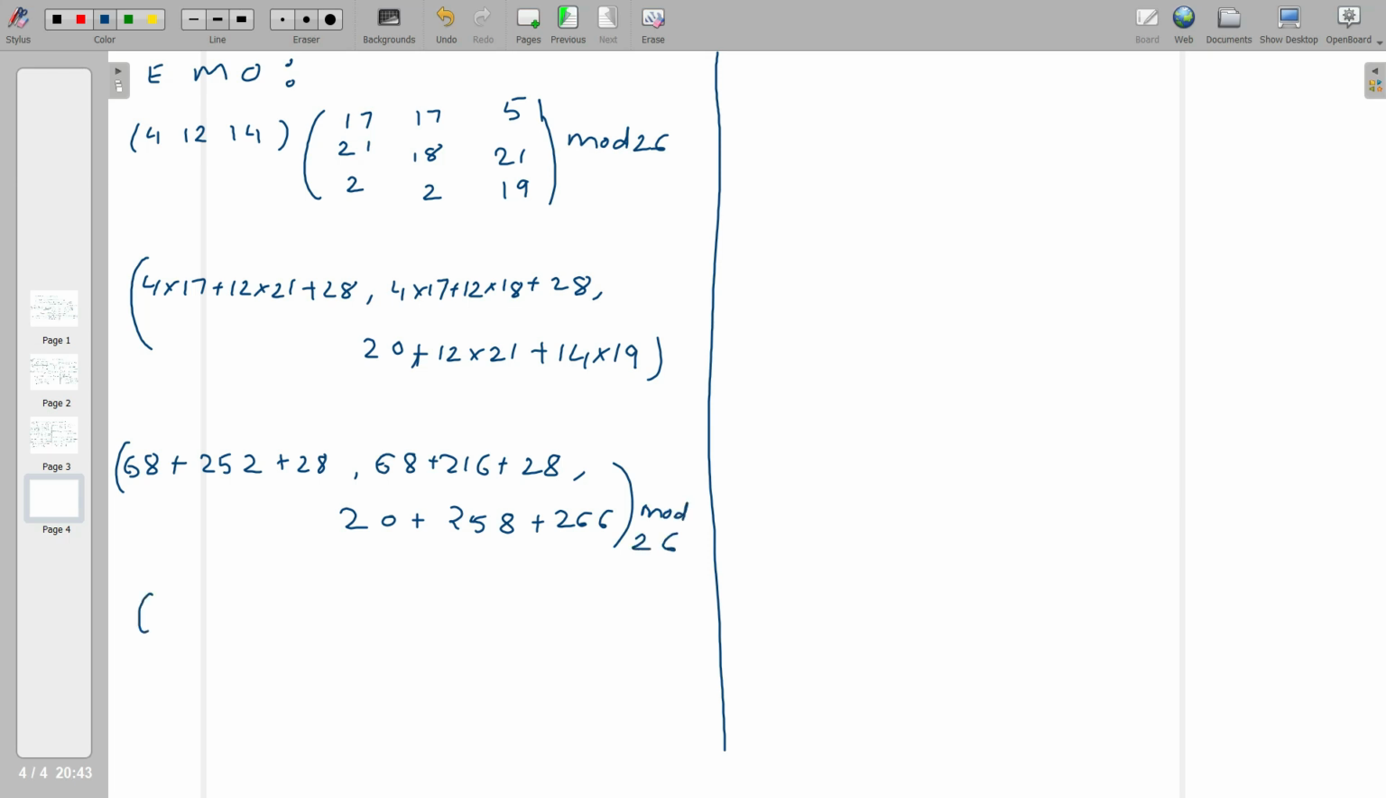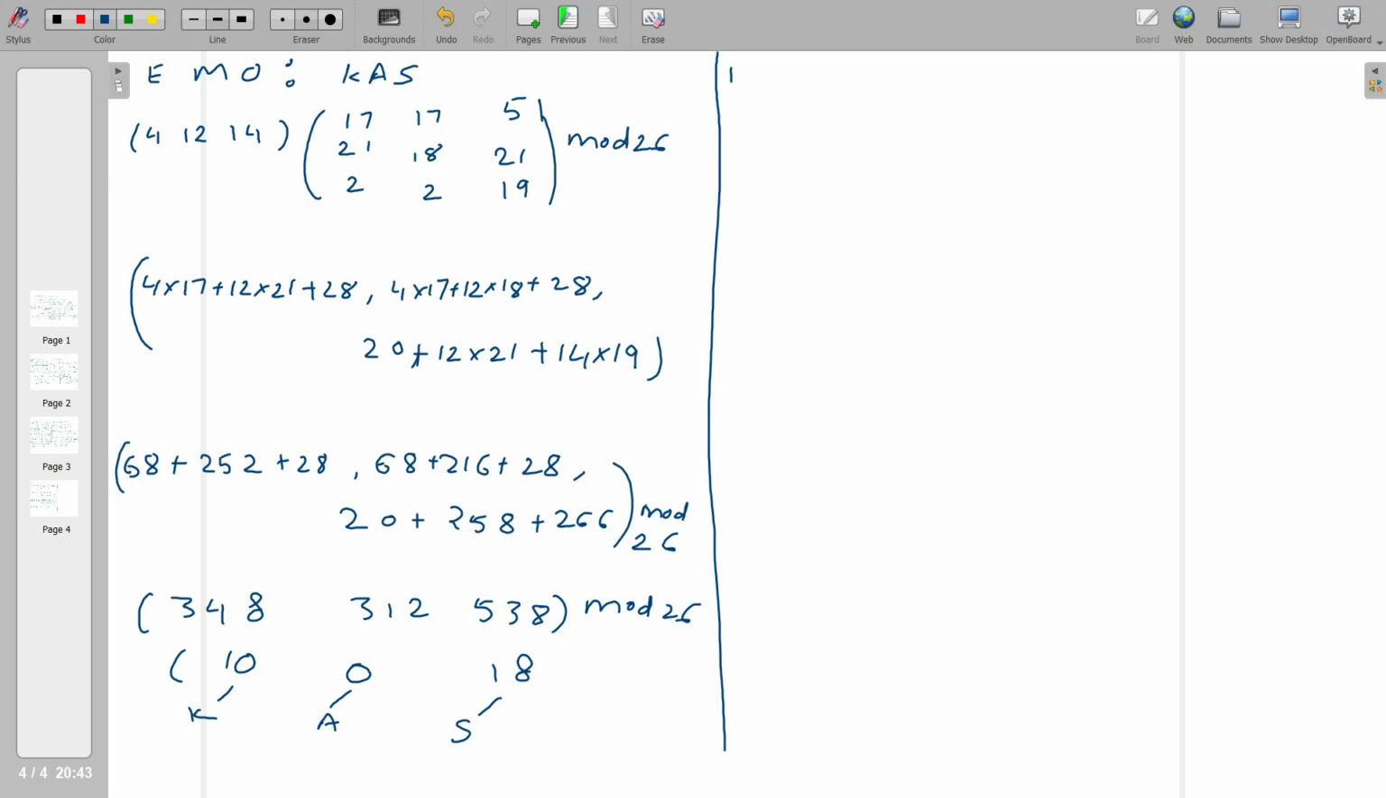So if we add these three, it comes out to be 346, this comes out to be 312, and this comes out to be 538, and it is mod 26. So when we divide 346 by 26, the remainder is 10. When we divide 312 by 26, the remainder will be 0. When we divide 538 by 26, the remainder will be 18. So 10 is for K, 0 is for A, and 18 is for S. So EMO can be encrypted as KAS.